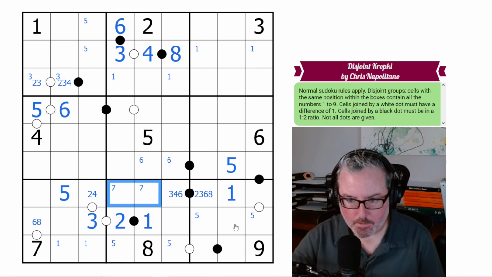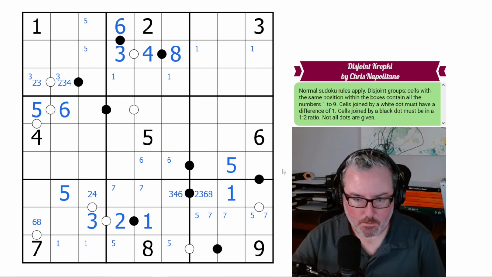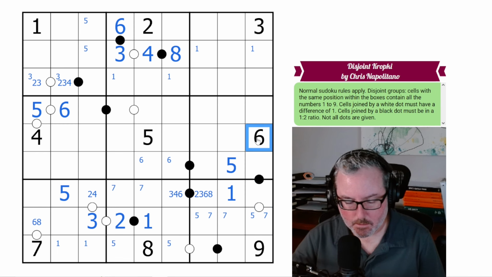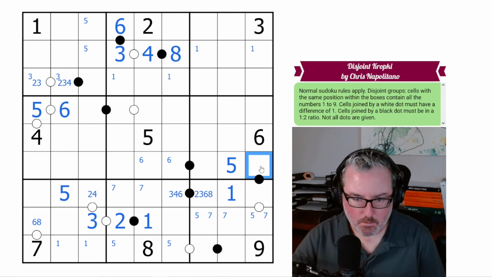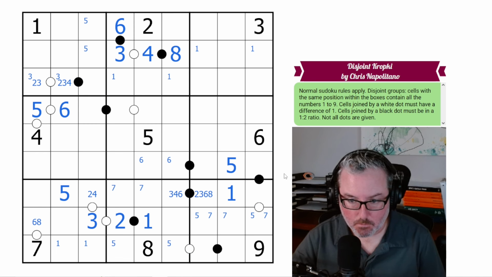So we'll put in our 7s here. We found a little something to mark, but it doesn't get us too much, unless we can say something about this 7 being on a white Kropki dot, because if this is a 7, this would have to go up to 8. Because I can't go down to 6. And if it went up to 8, it would have to come back down to 4. But we don't have anything in these locations that is removing that from being a 4.